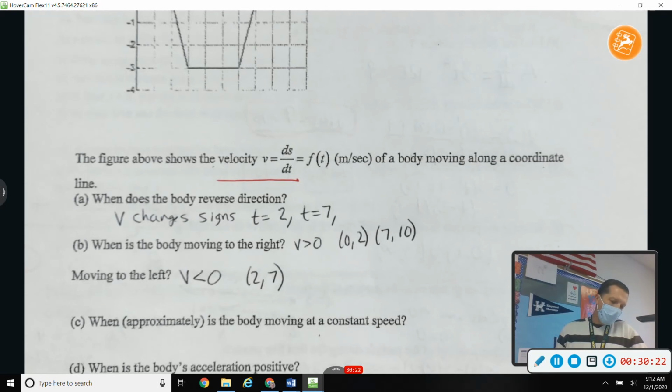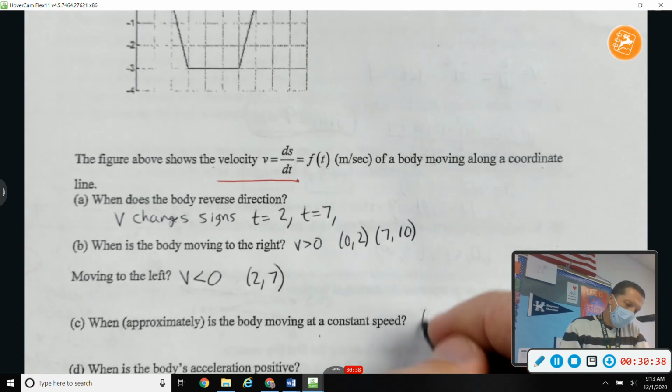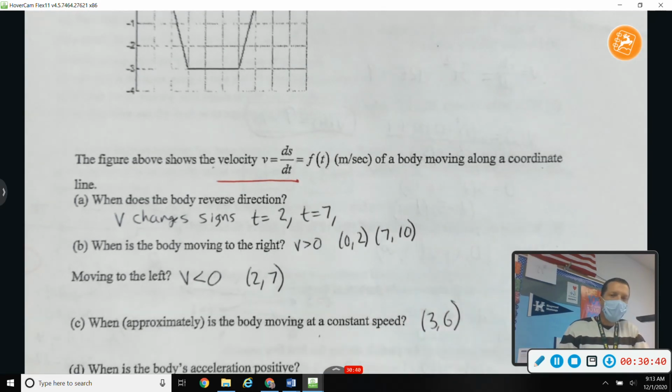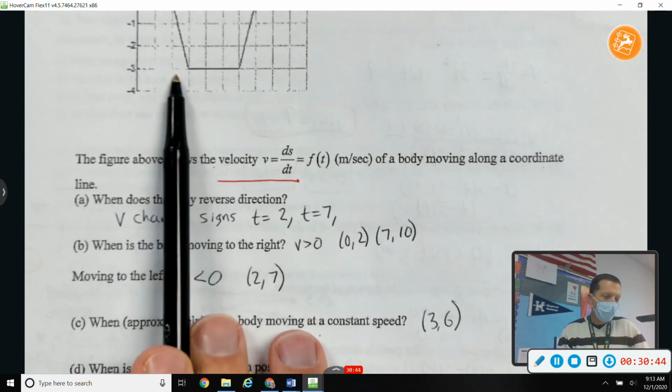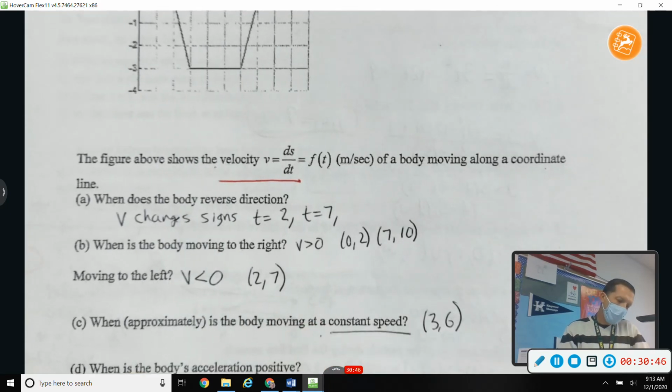When is the body moving at a constant speed? So what times is the velocity constant? From what to what? 3 to 6. And be careful, it doesn't mean the particle is constant. It's still moving, but it's moving with a constant speed.